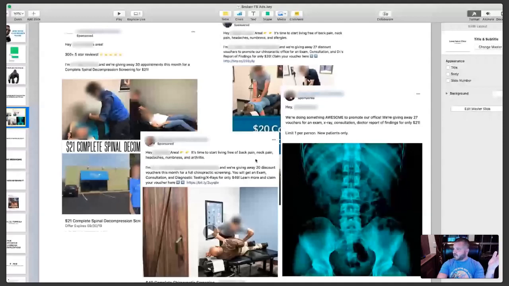Here's another. Hey, we're doing something awesome to promote our office. We're giving away 27 vouchers for an exam, x-ray consultation. You can see that this is like a major, major issue. Nobody knows how to market. They're literally copying and pasting ads. So what I want to do tonight is give you a formula to help you write better ads to make them more effective.